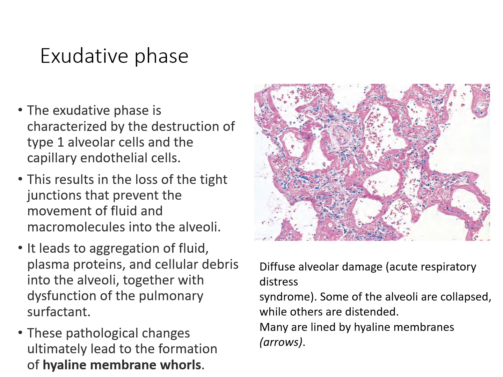And together, it causes the dysfunction of the pulmonary surfactant. And all this ultimately leads to the formation of hyaline membrane walls. You can see the hyaline membrane on the walls of the alveolar surfaces.